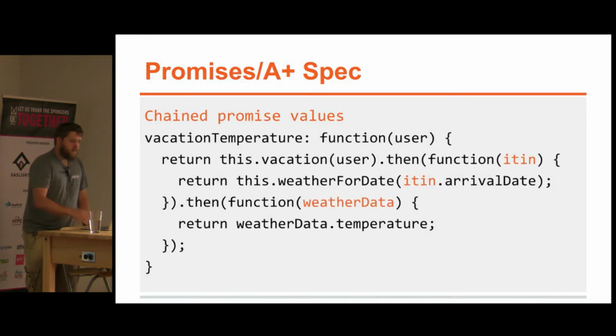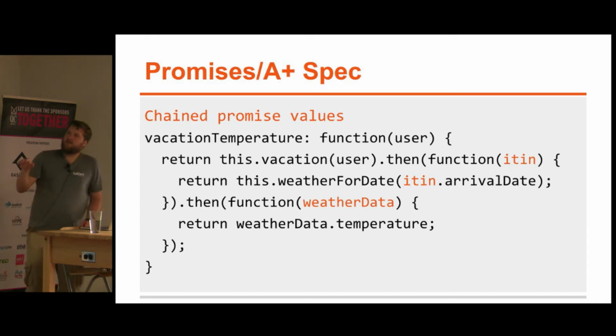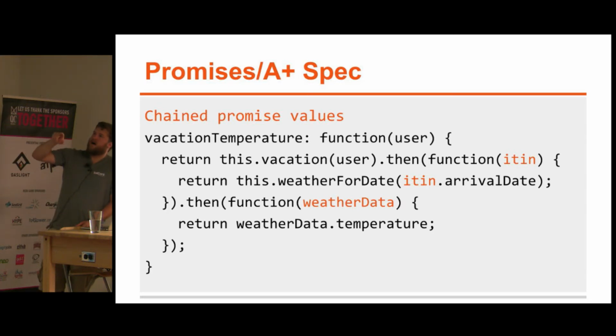And here's an example of a chained promise. And this is pretty basic. It's just a random scenario where you've got a function, and he's going to look up for a user that goes on vacation what the weather is going to be like the first day. And so you might think the weather might be a secondary service, and the vacation itinerary might be a primary service. And he's just feeding it through there, looking up the vacation, getting the weather, and returning the temperature.